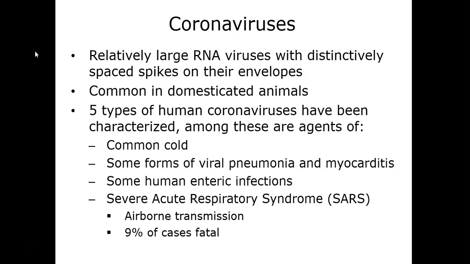We now move into the coronavirus family. The coronaviruses are relatively large viruses, and they have these distinctively spaced spikes on their envelopes. There are 5 basic types that have been characterized, and most cause things like the common cold, viral pneumonia, enteric infections, and also what we know as SARS, which is referred to as severe acute respiratory syndrome.